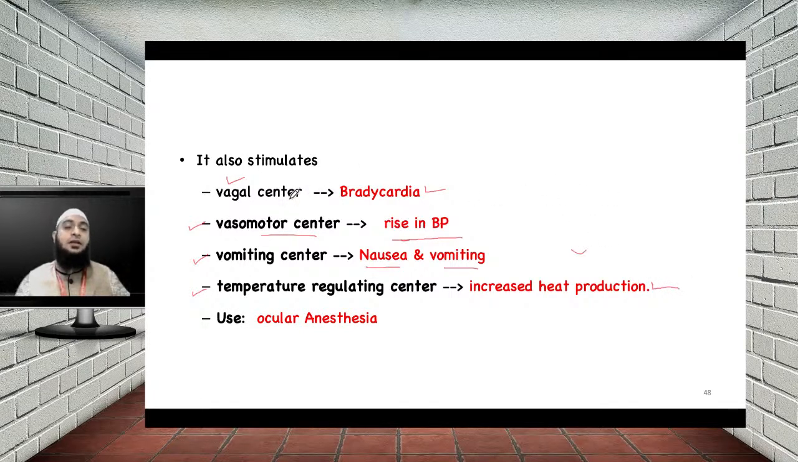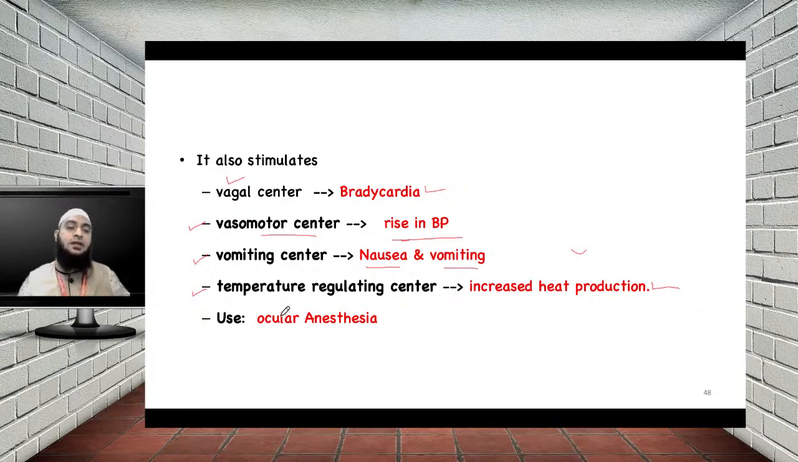So vagal center stimulation leads to bradycardia, vasomotor center stimulation leads to a rise in BP, vomiting center stimulation leads to nausea and vomiting, and the effect on the temperature regulatory center leads to an increase in heat production. So these are the effects on the different centers.